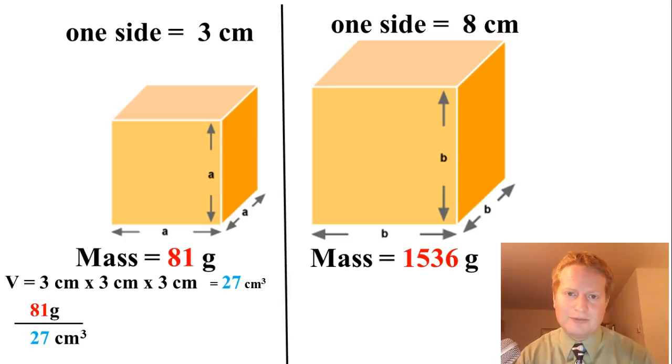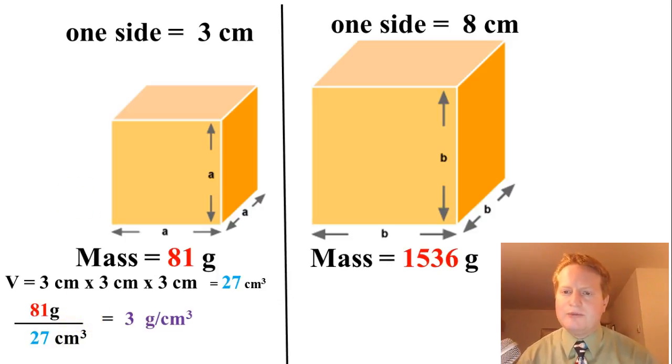Now be careful with this. What value would you get for density here? We would get 3, and then the units this time are grams per centimeter cubed, because that was our unit of volume that we did, centimeters cubed. So that's what you would get for that.